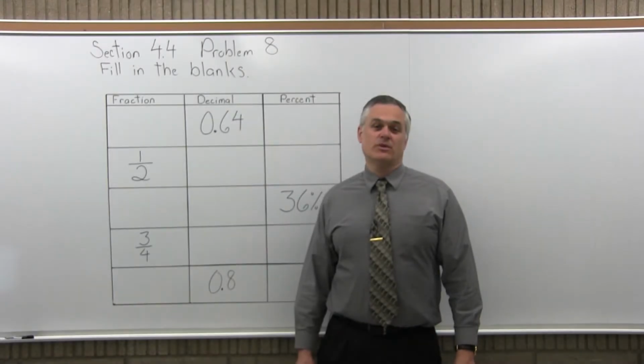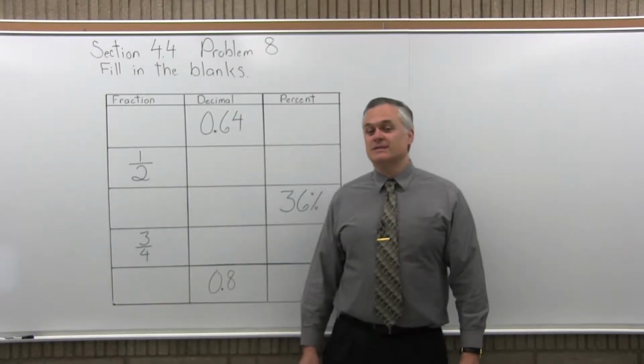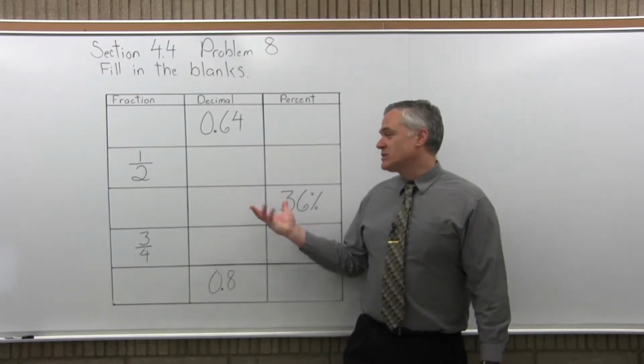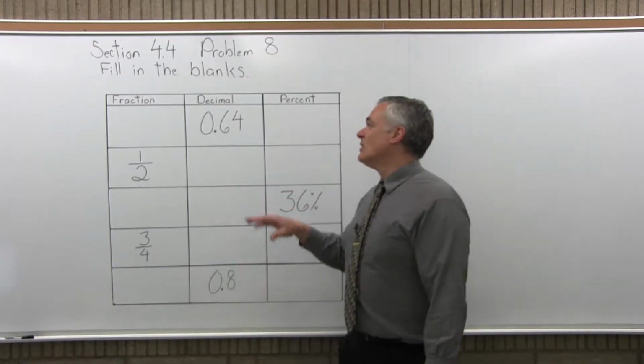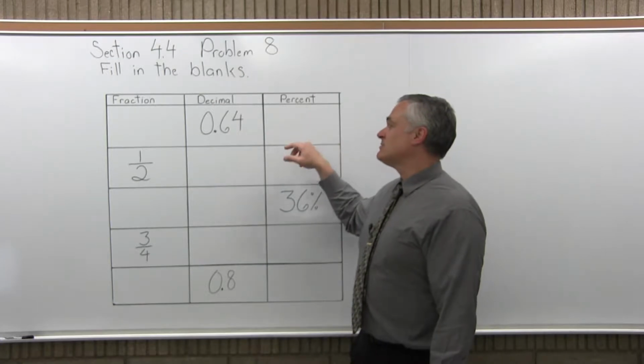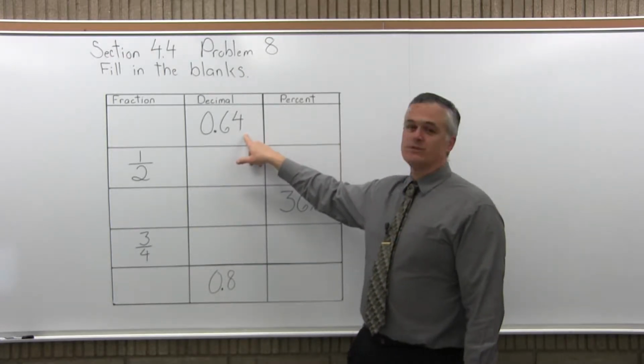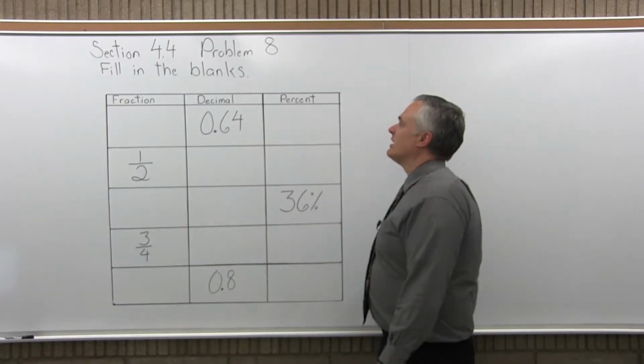This is Section 4.4, Problem 8. It says fill in the blanks. And we have a chart with some blanks. So in the top row, we have fractions, decimals, and percents. And in the top row, we have the decimal, 0.64. So we have to find the percent and the fraction that goes with it.